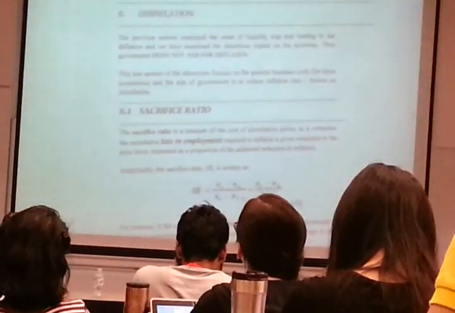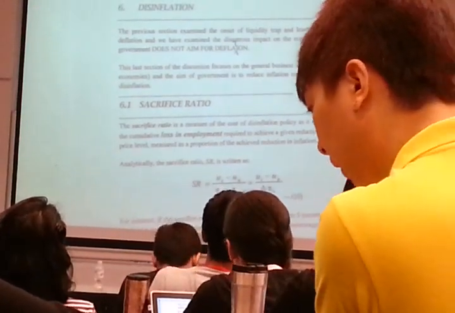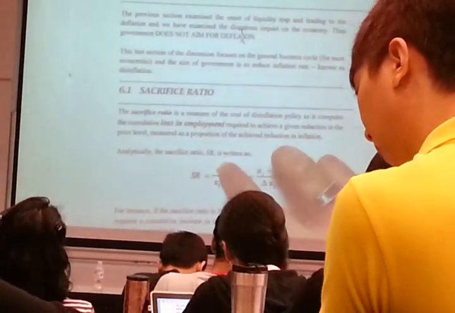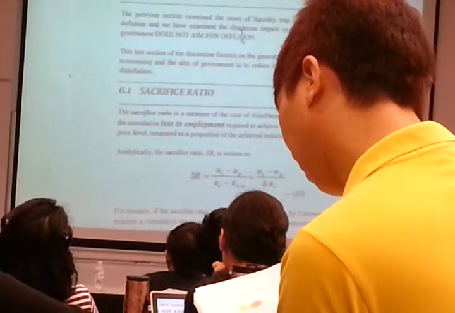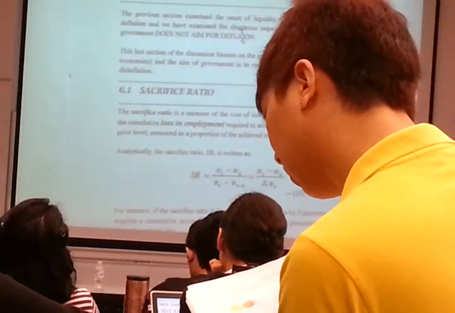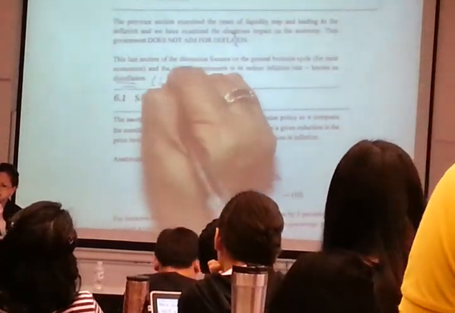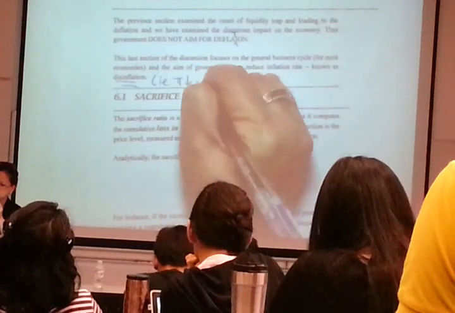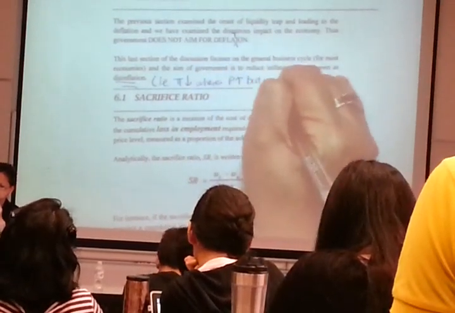So we saw deflation is very harmful. Okay, because the economy cannot recover. So the government does not aim for deflation at all. So instead, government aim for disinflation, that is, pi drops, where we see that price increase but slower.